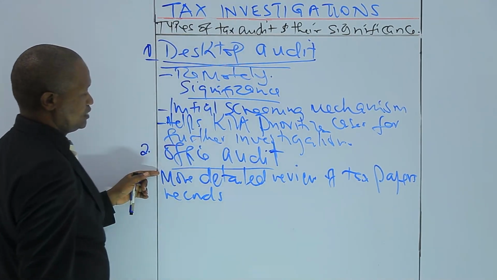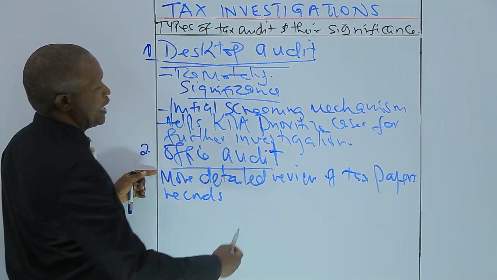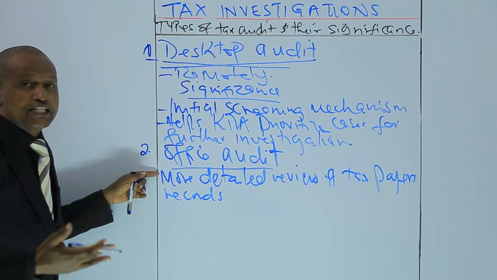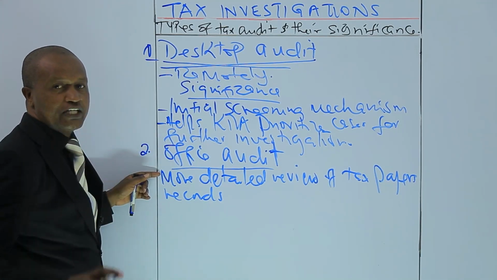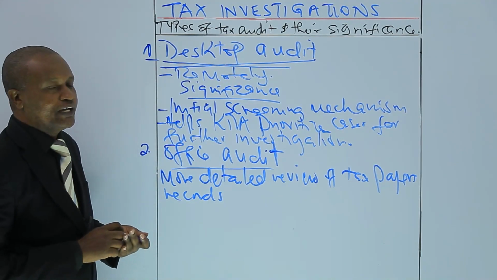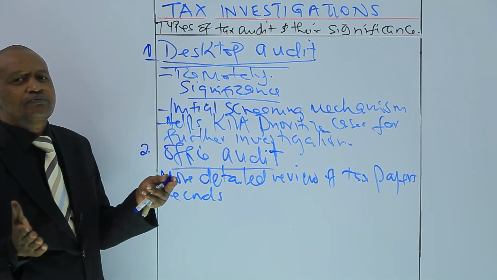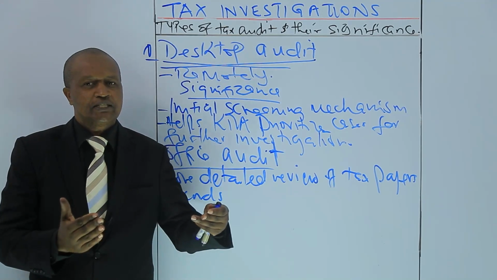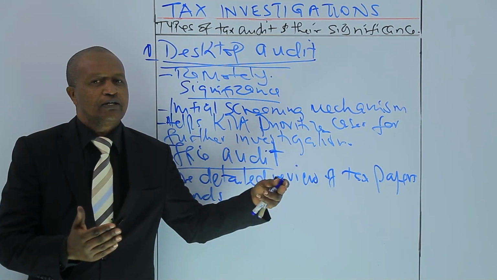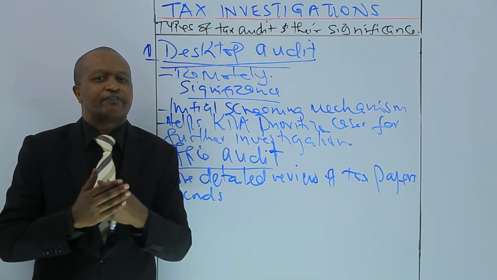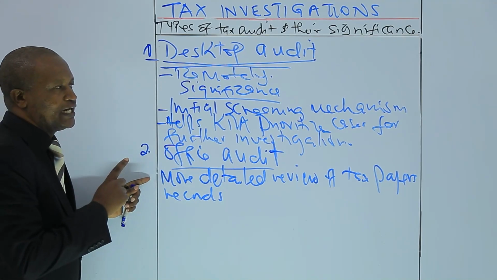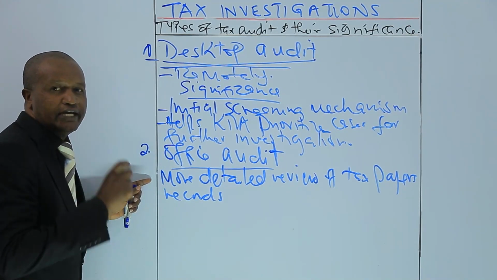Office audits involve a more detailed review of the taxpayers' records and financial information. These audits are conducted at KRA offices, where KRA officers meet with the taxpayer or the representatives of the taxpayer to discuss tax affairs. These audits are typically initiated by KRA.